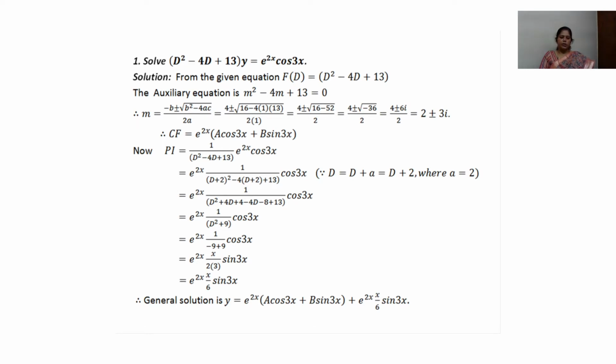Therefore, the general solution is y = CF + PI. That is, y = e^(2x) (A cos 3x + B sin 3x) + e^(2x) (x/6) sin 3x.